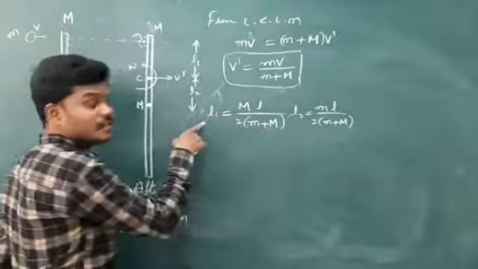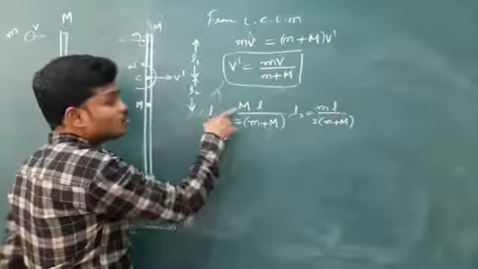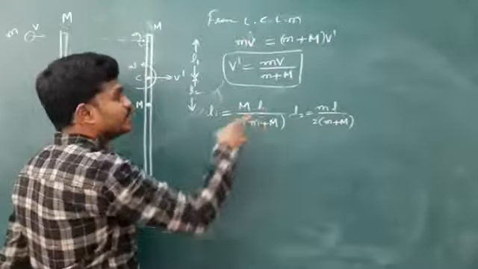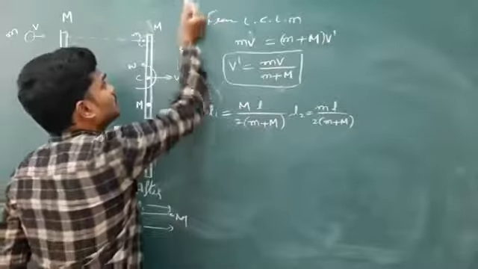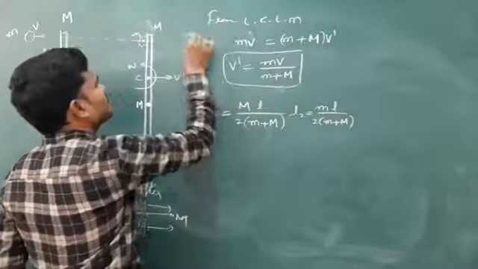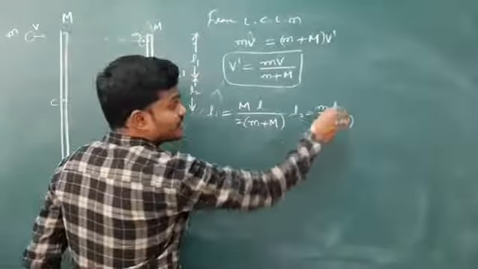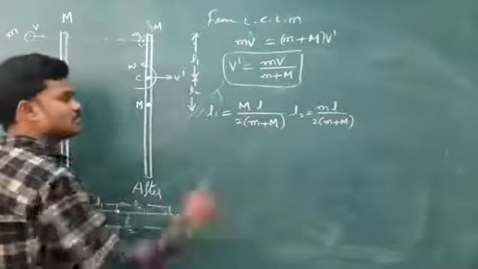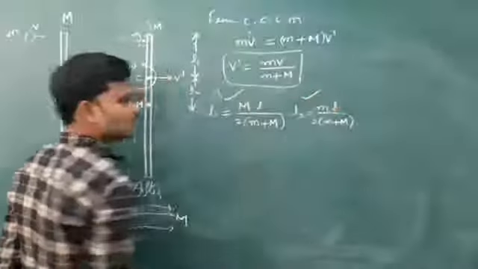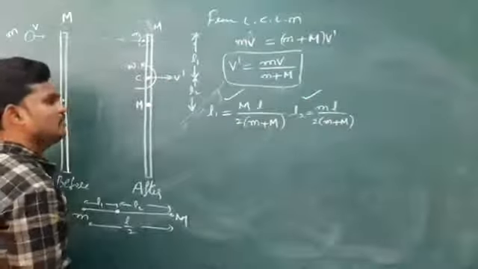See, I am just using R1 equals M2 d by M1 plus M2, d is nothing but L by 2. So this R2 is equal to M1 d by M1 plus M2. So I am using the center of mass concept to find L1, L2. I hope that you remember those formulas.